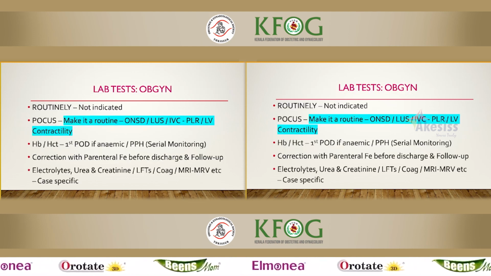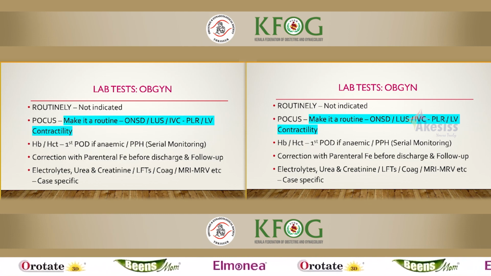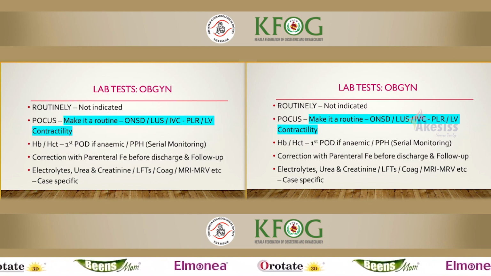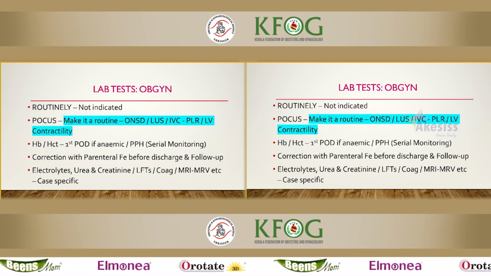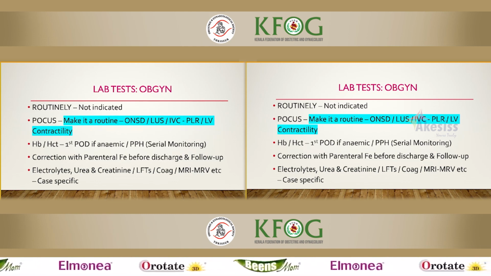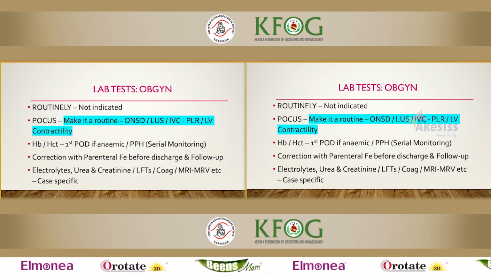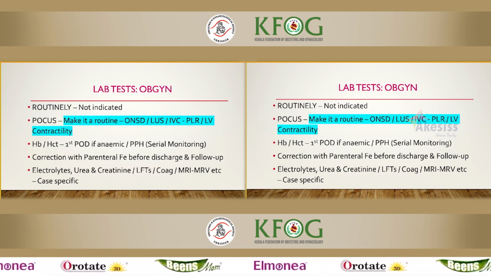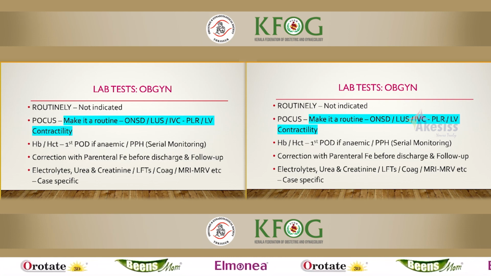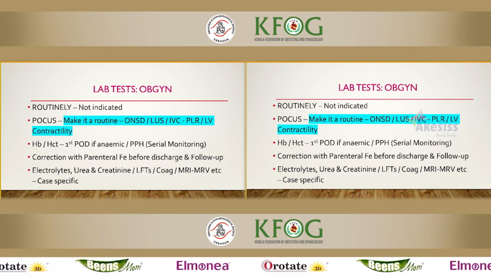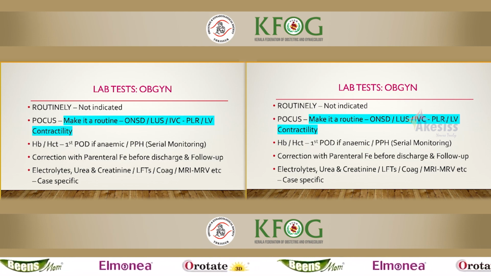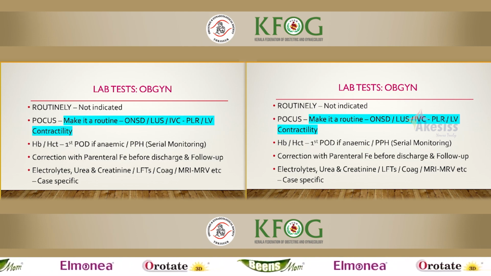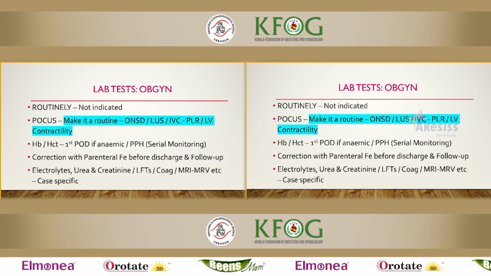Routine post-operative patients' labs are not indicated. POCUS, make it a routine, and hemoglobin especially is done only when the patient has bled or pre-existing anemia is there. Importantly, what you see on the first post-op day may not be the true hemoglobin, so always establish a trend. And if the mother has hemoglobin of less than 9 grams, see that before she is discharged, you correct it with parenteral iron therapy so that when she comes back for follow-up, hemoglobin is at least more than 11 grams. Very, very important.